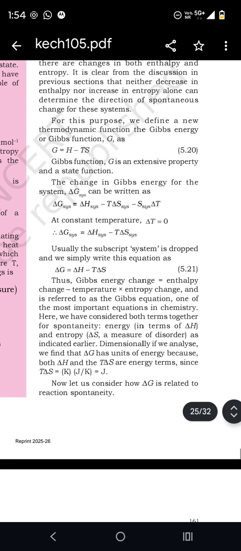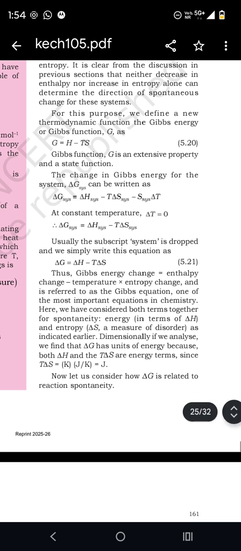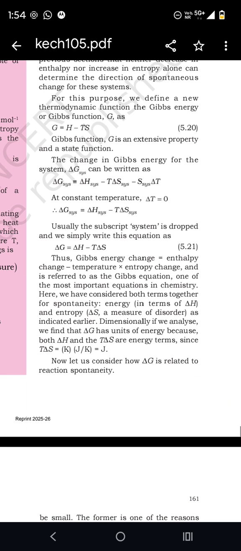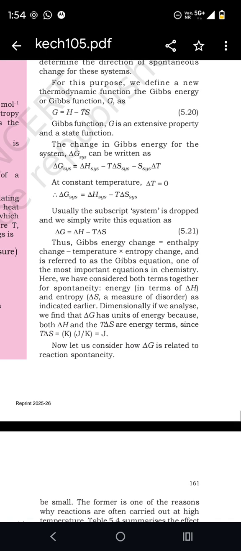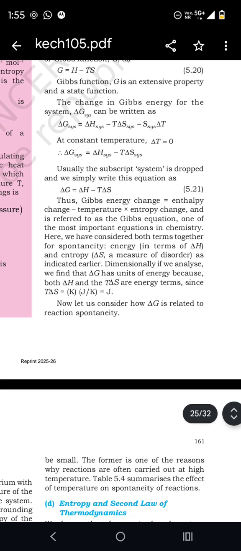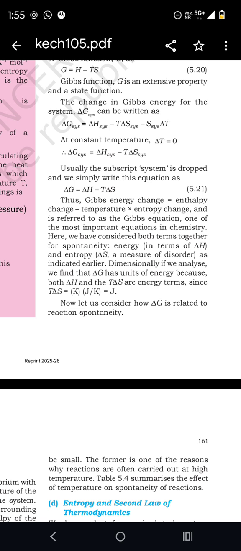The Gibbs function G is an extensive property and a state function. The change in Gibbs free energy for the system, delta G, can be written as follows. Usually the subscript system is dropped and we simply write this equation: delta G is equal to delta H minus T delta S. Thus, Gibbs free energy change equals enthalpy change minus temperature times entropy change, and it is referred to as the Gibbs equation, one of the most important equations in chemistry.